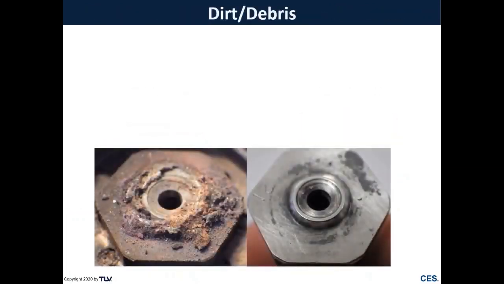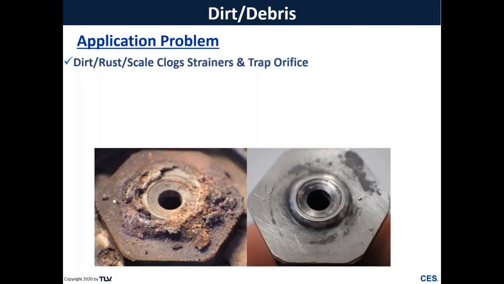Next, we're looking at dirt and debris. This is going to be really common in steam systems, because steam systems are just dirty. Some of the refineries I go to are over 100 years old. It's just inevitable that you're going to have dirt and debris in your steam system. And this dirt and debris will find its way to the lowest points in the steam system, which ends up being where the steam trap should be installed. So it will end up clogging the strainers and the trap orifice. This causes the traps to fail closed, and of course condensate to back up and increases your risk of water hammer. So what do we do about this?